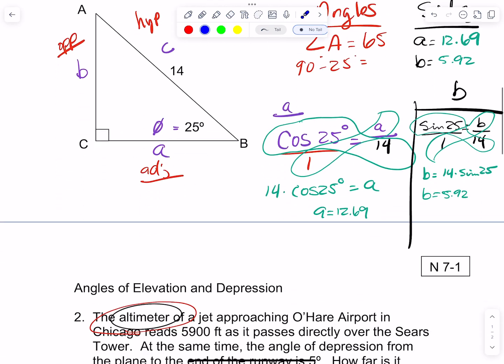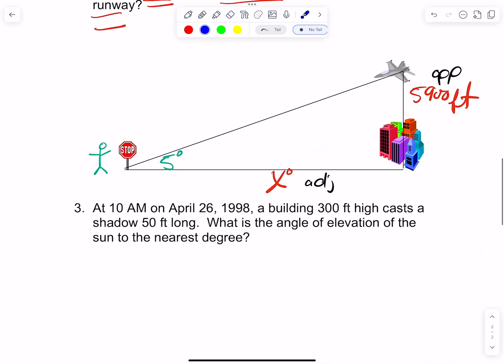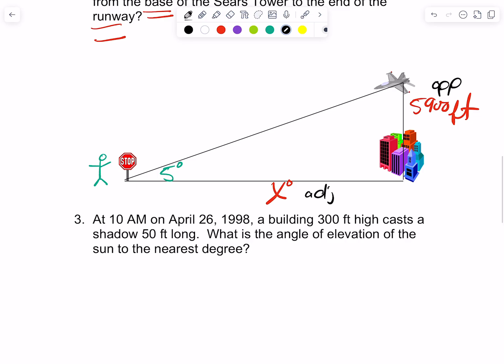There are 3 things you have to do today. Label correctly, determine which trig function to use, and the last thing you have to do is execute correctly. All right, so moving on. So this would be tangent 5 degrees equals opposite 5900 over x.